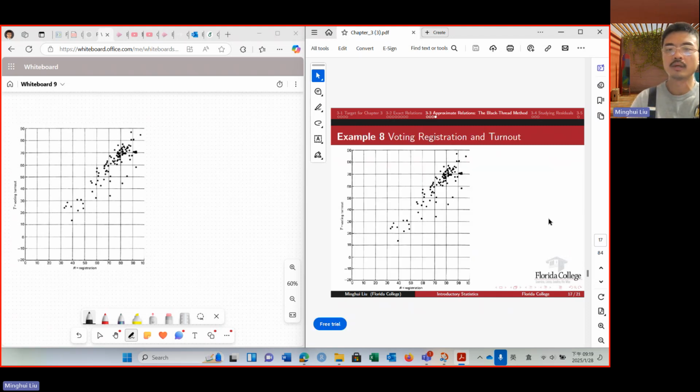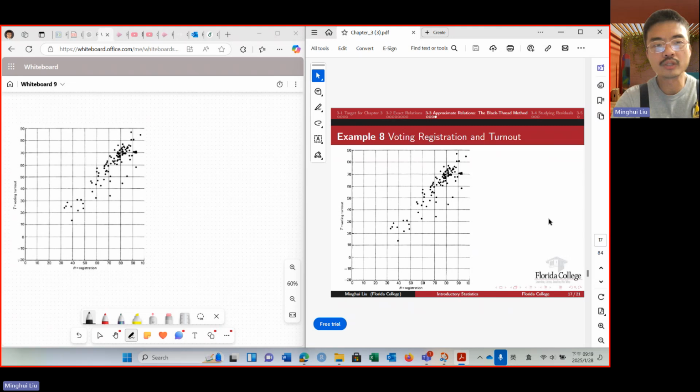Let me just give you an example. Suppose you have the plot of voting registration versus the turnout as follows. The horizontal axis represents the voting registration and the vertical axis represents the turnout. These points seem to be scattered everywhere, and apparently there's no single line passing through all of them. But that's not our goal. Instead, we try to find a line that fits the data really well.